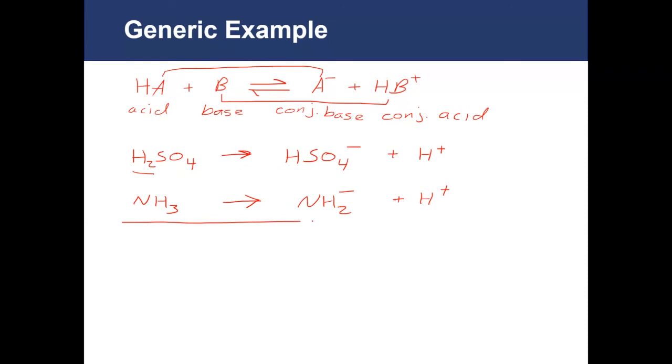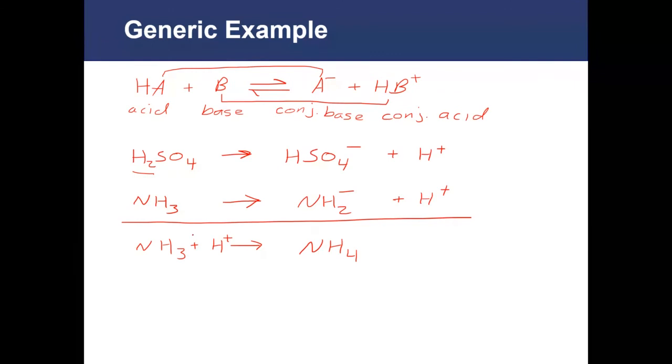Okay. We can also look at how we're going to do this for bases. So let's take the example of ammonia again. And this time, it's going to work as a base. So it will pick up a hydrogen from some acid, becoming NH4. And to maintain charge balance, this side here has a plus, and so this will have to be a plus. Right? So the conjugate acid would be NH4+.